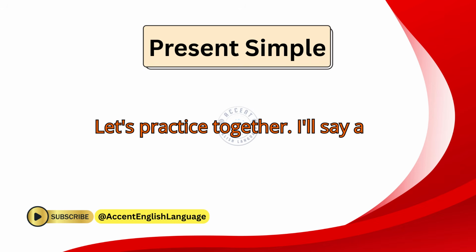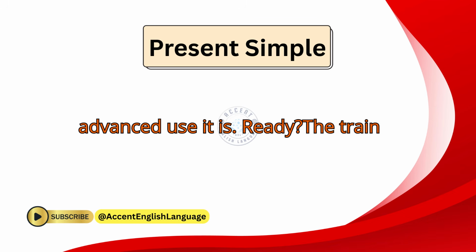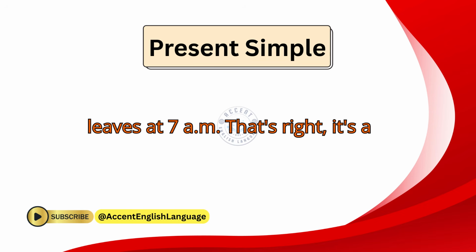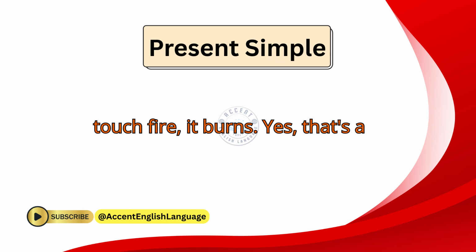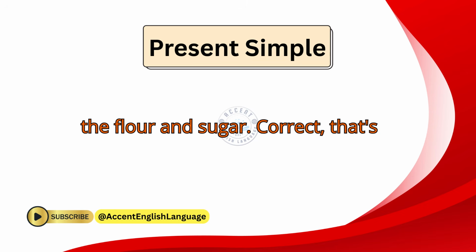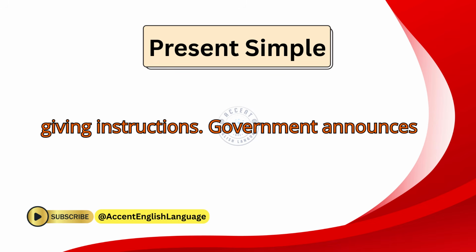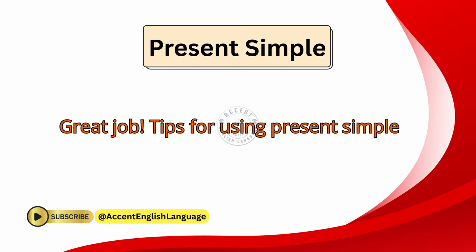Let's practice together. I'll say a sentence and you try to guess which advanced use it is. Ready? The train leaves at 7 a.m. That's right, it's a scheduled event in the future. If you touch fire, it burns. Yes, that's a zero conditional. First, you mix the flour and sugar. Correct, that's giving instructions. Government announces new policy. That's a news headline. Great job.